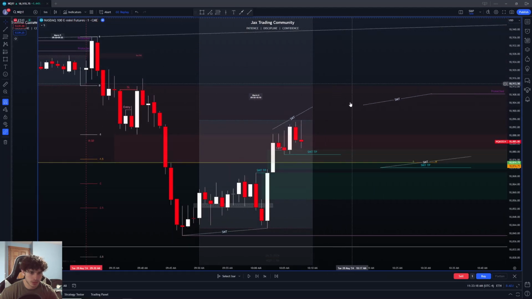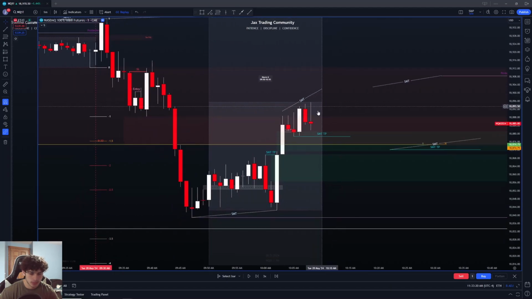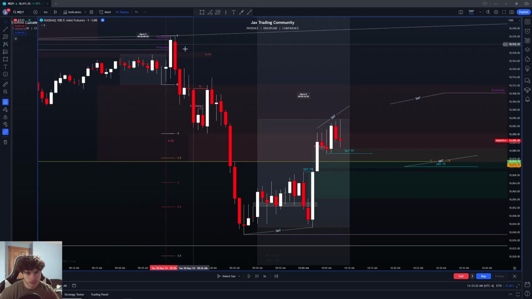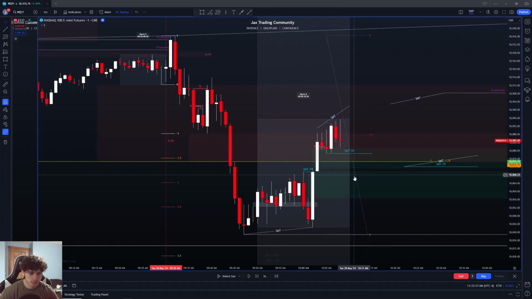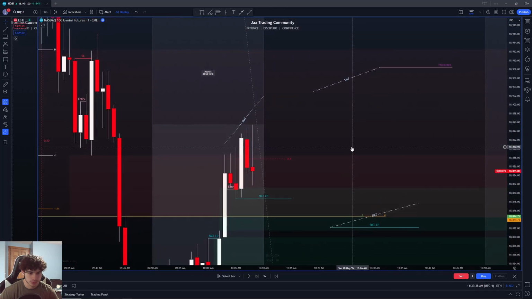Because now we may reverse to the upside. Do be careful though, because if you're looking at this model, we should retrace to discount to then head lower. So in this case, since we have that against us, I probably wouldn't take first entry. I'd want to wait for second entry.